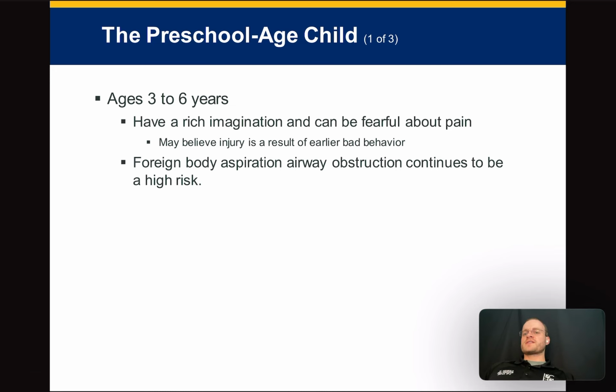So age 3 to 6, children have a rich imagination. They can be fearful of pain, right? They may believe injury is a result of earlier bad behavior. Okay. Foreign body aspiration and airway obstruction continues to be at high risk. It's probably not as high of a risk as for a 3 year old, but a 5 or 6 year old could certainly choke on things.